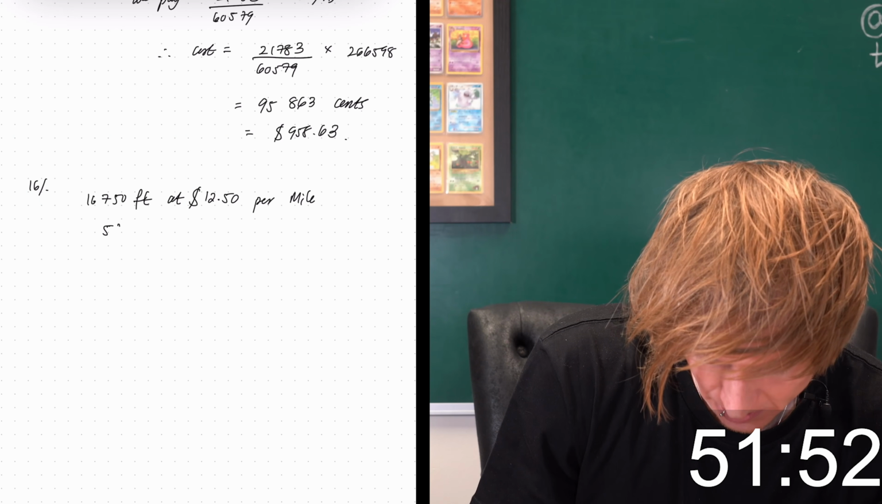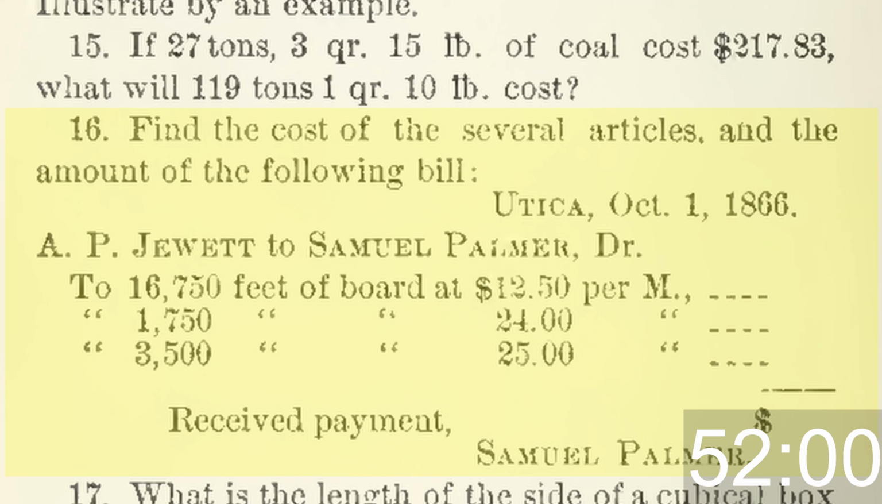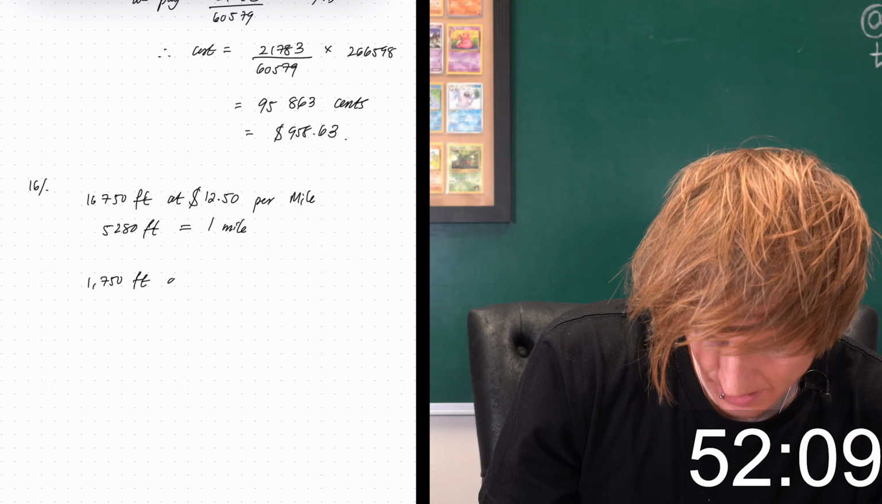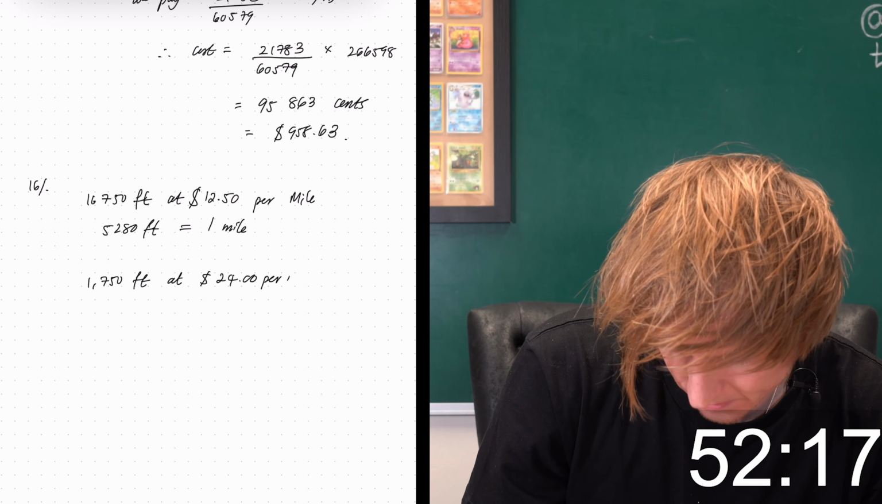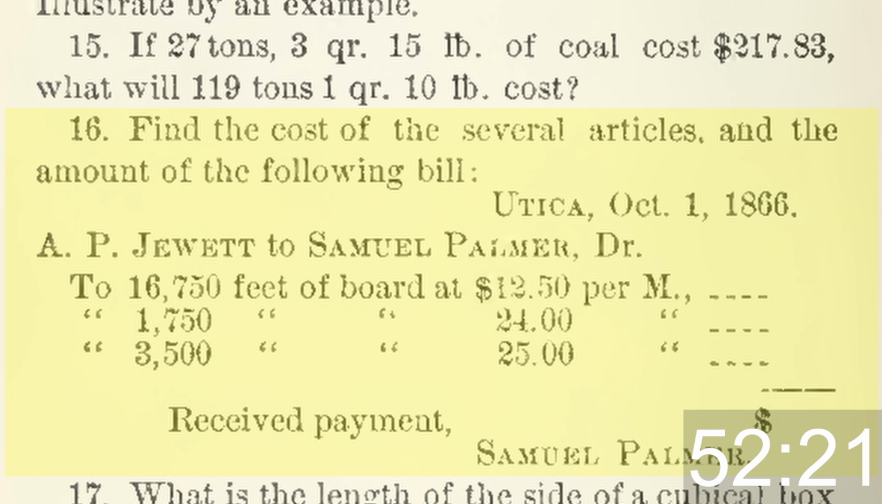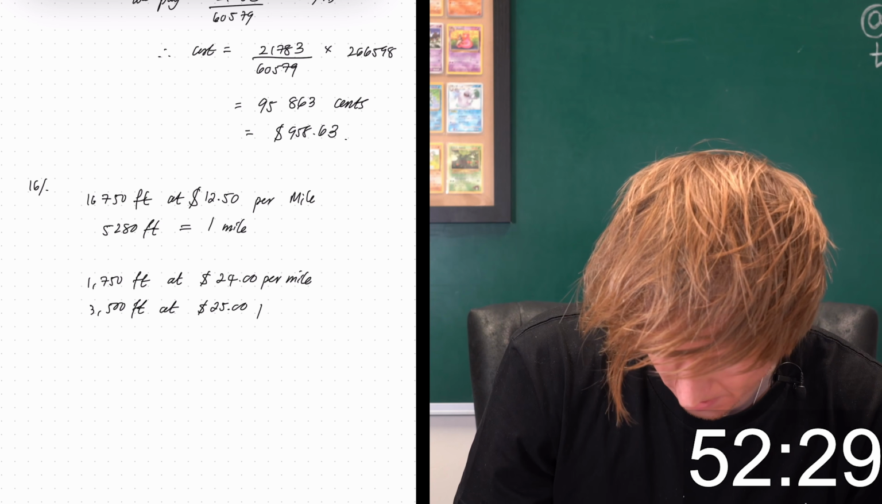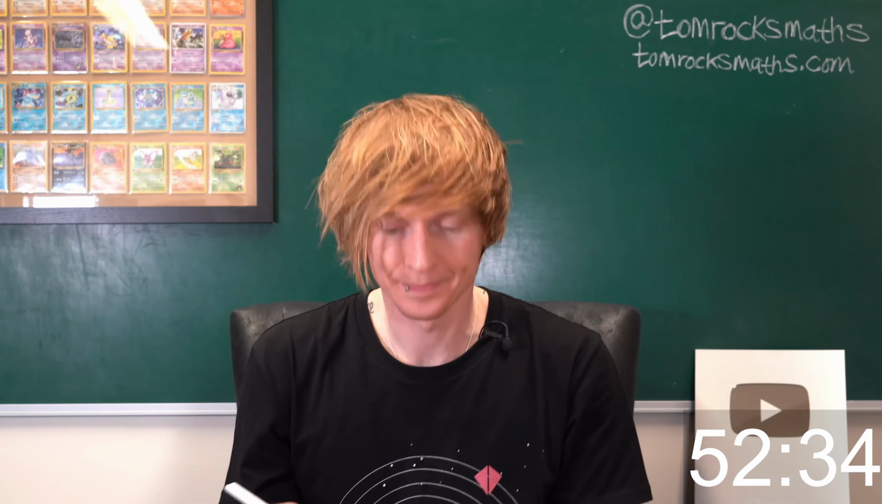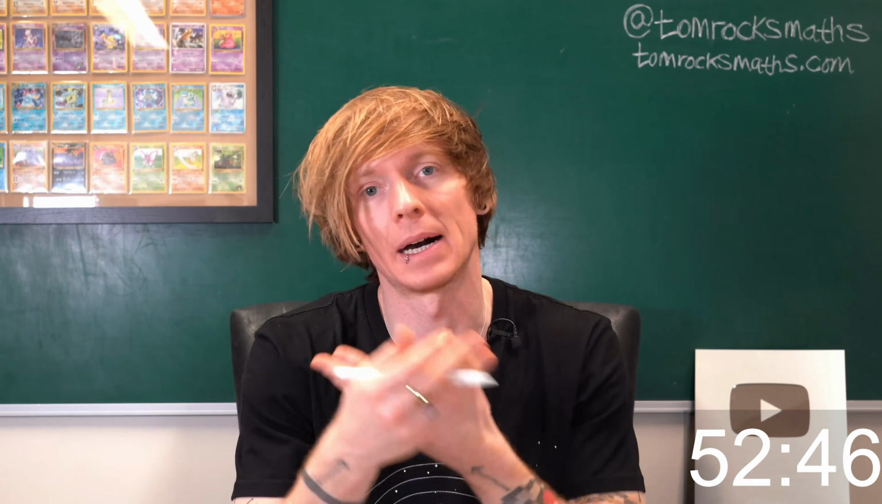M for mile. All right, and so 1 mile is 5,280 feet. Okay, cool, I can work that out. And then we got a couple of others. We got 1,750 feet at a different cost, $24 per mile. That's more expensive per mile. And then finally, 3,500 feet at $25 per mile. Okay, so again, it's very similar to before. We're doing a conversion. We're going to work out the cost per foot or the cost per 10 feet, for example, and then just multiply that by the number that was actually purchased.